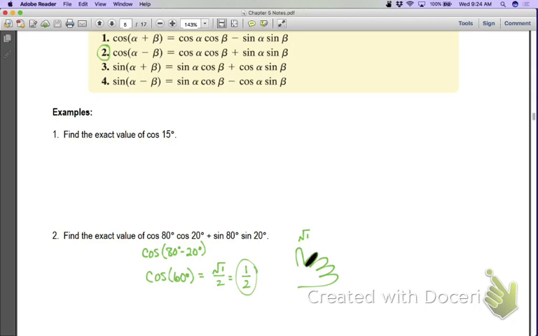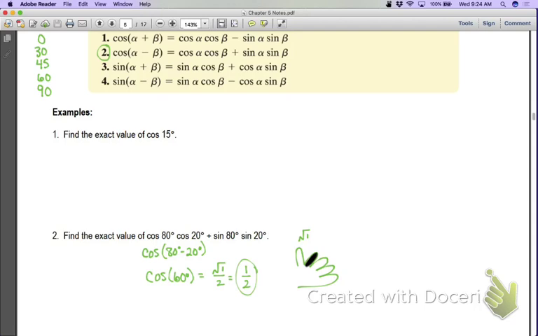So again, if I have cosine of 15 degrees and you're like, I have no idea what 15 degrees is, well, you're going to have to either add or subtract two values that will give you 15. I'm not saying do 16 minus 1. I'm saying use values that you know and that are easy for you to use, like 0, 30, 45, 60, or 90. Use values that are easy.